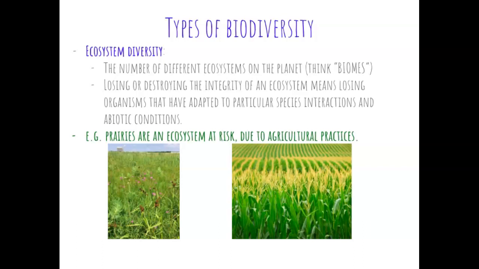An example of an ecosystem that is currently at risk would be prairies in North America. The prairies have soil and occur in climatic conditions that are very beneficial for plants to grow in. And so most of them have been converted to farmland because of that. So that is an entire ecosystem that is currently at risk of extinction.